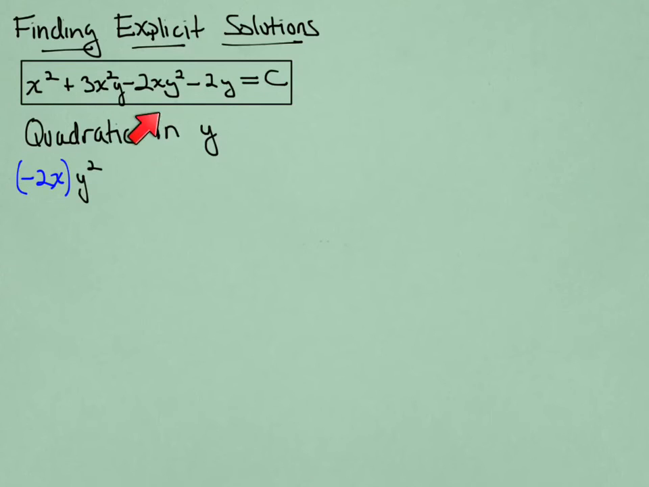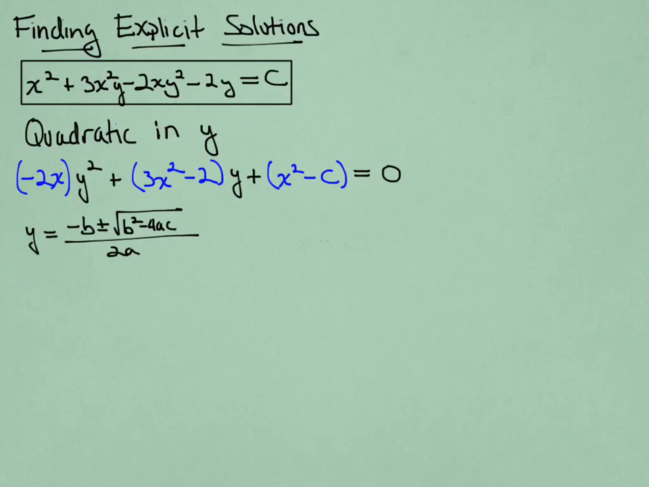The coefficient of y squared is minus 2x. The coefficient of y is 3x squared minus 2. And then everything else is constant with respect to y. In other words, there's an x squared term, there is a constant term. If I bring them over together, that represents the constant part of the expression, and that's equal to 0. And we can now use the quadratic formula to find what y is explicitly.